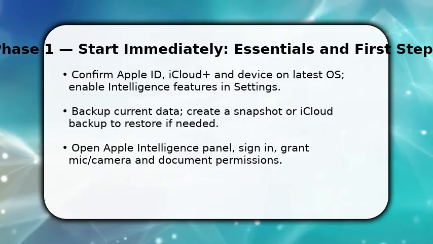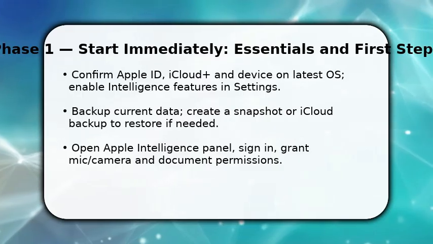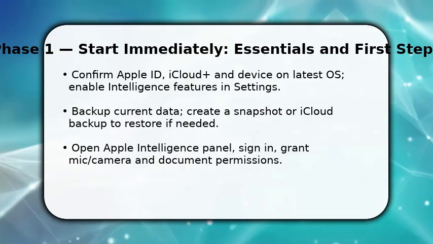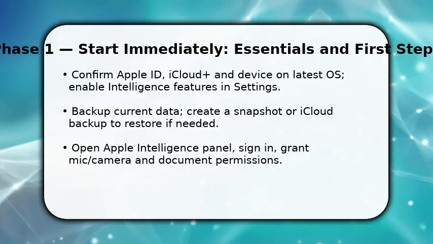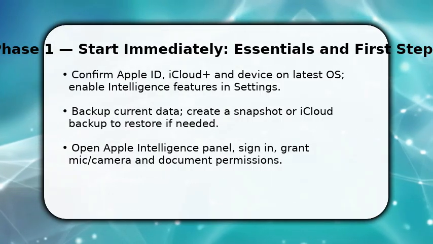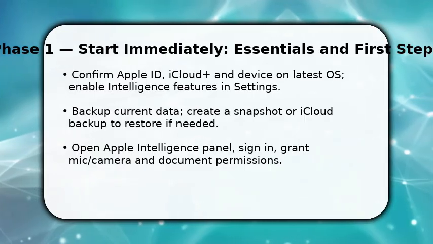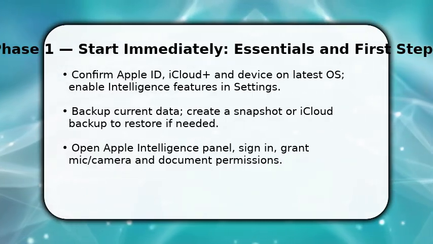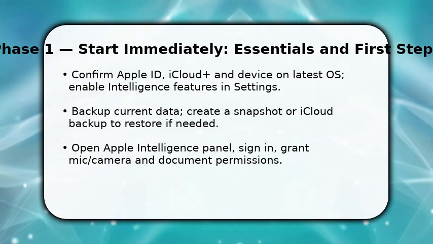Now open the Apple Intelligence panel and proceed to sign in. Grant microphone, camera, and document access so the assistant can analyze inputs. Make sure to toggle feature switches for context sharing. This lets suggestions use Messages, Mail, and Safari. Begin with a small test prompt to confirm responses and permissions are working correctly.